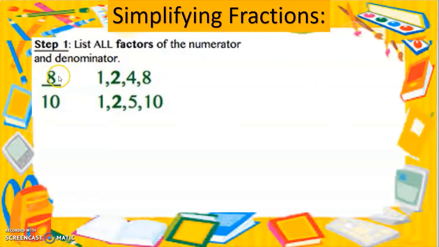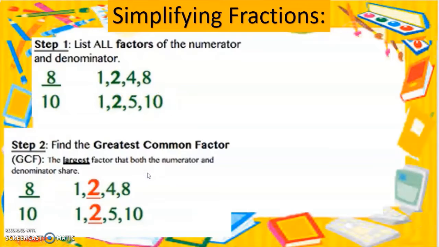For example, we have 8 over 10. So the factors of 8 are 1, 2, 4, and 8. For 10, we have 1, 2, 5, and 10. Then find the greatest common factor. So we have the largest factor, which is 2, not 1. Okay? Take a look at the largest or the greatest common factor of the numerator and the denominator.